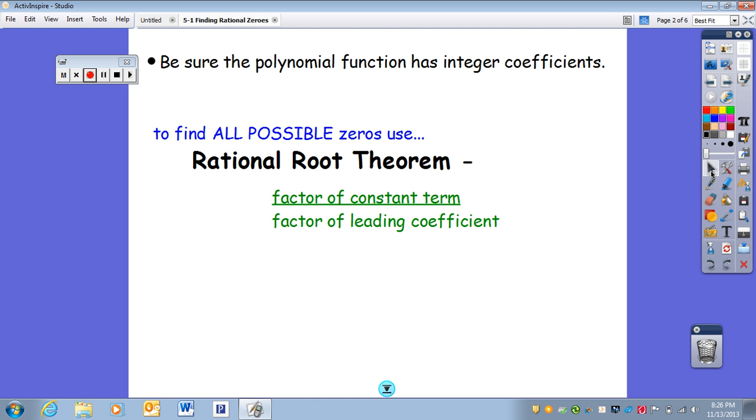Then we are going to first find all the possible zeros for that polynomial function by using what we call the rational root theorem. And the rational root theorem says that all of the possible zeros or solutions of the polynomial function are found by taking the factors of the constant term and dividing them by the factors of the leading coefficient. Let's take a look at an example.